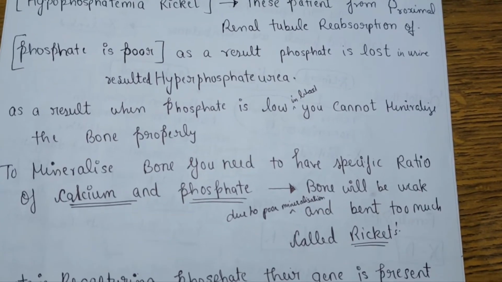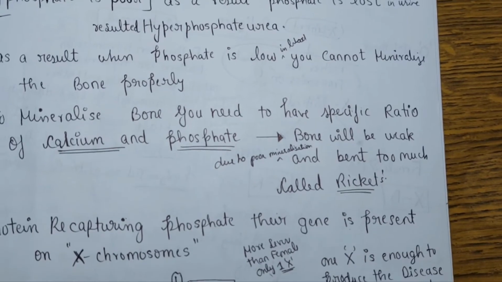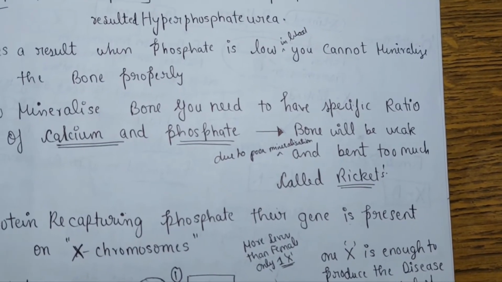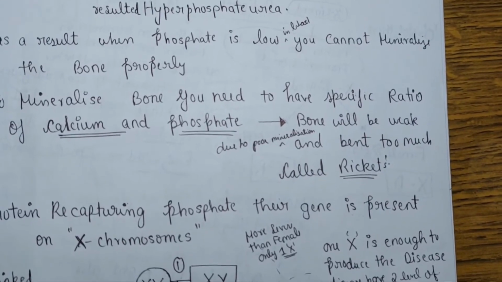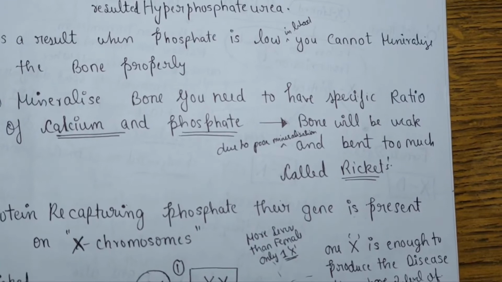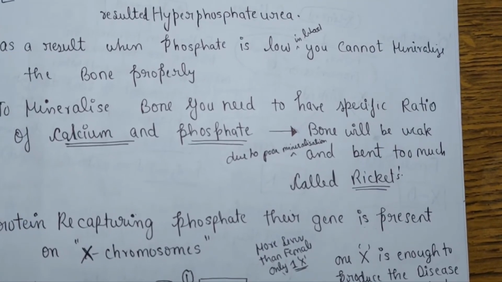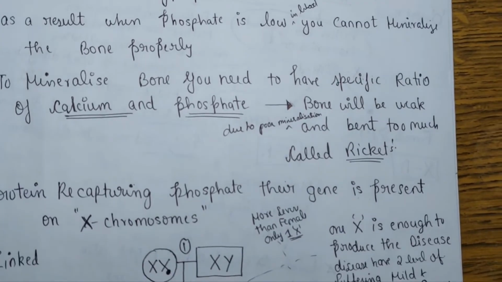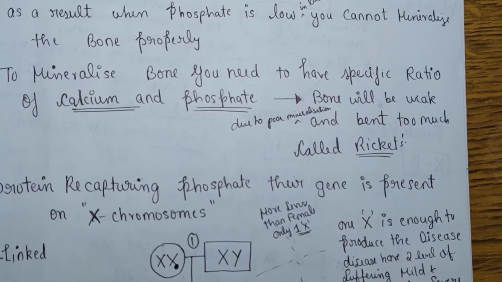To mineralize bones, we need to have a specific ratio of calcium and phosphate. If the ratio of calcium and phosphate is not perfect, the bone will be weak due to poor mineralization, and the bones will bend too much, and this is called rickets. The gene of the protein recapturing phosphate is present on the X chromosome.